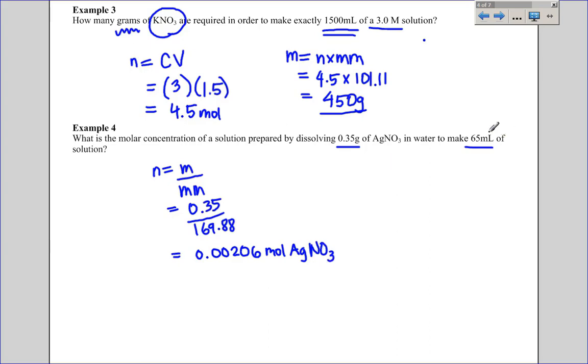And that is dissolved in 65 milliliters of solution. So that means that the moles divided by the volume, and my volume I need to put in liters, which is 0.065, and that gives me 0.032 molar silver nitrate.